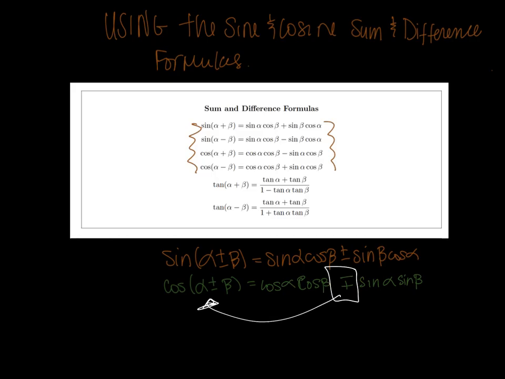You also tend to remember, or at least I do, that our cosines stay together for cosine, but our sines seem to split everything up. So those are just some little ways that I remember it. All right, on to the problems. So the first example I want to go over is using the sum and difference equations to find the exact value of the sine of 15 degrees.